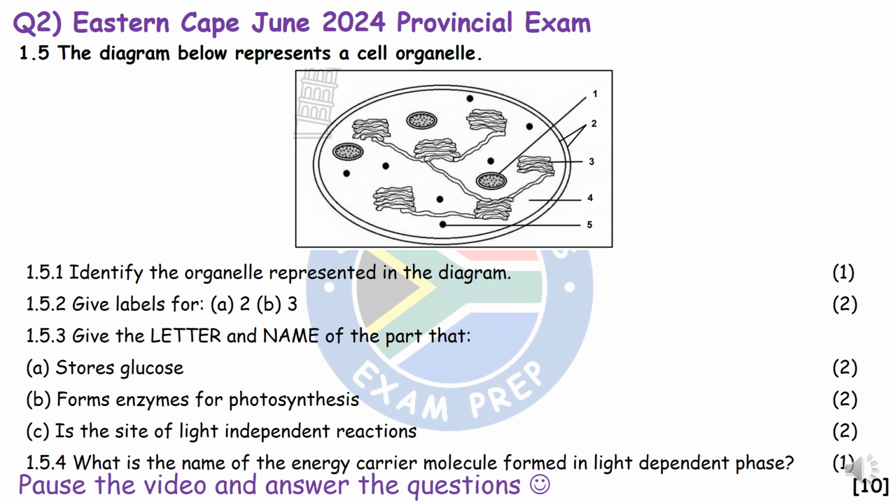Label 4 is pointing to the liquid medium within the chloroplast. That is the stroma. And label 5 is pointing to the ribosomes. So those little dark circles are ribosomes.